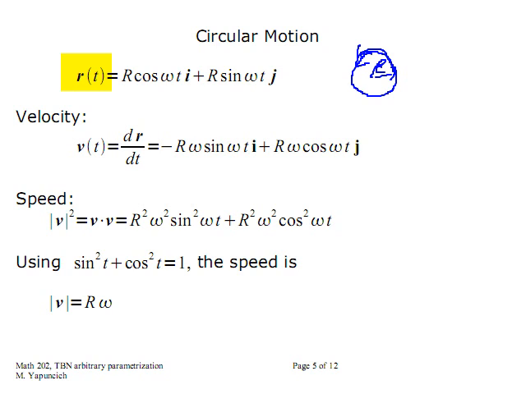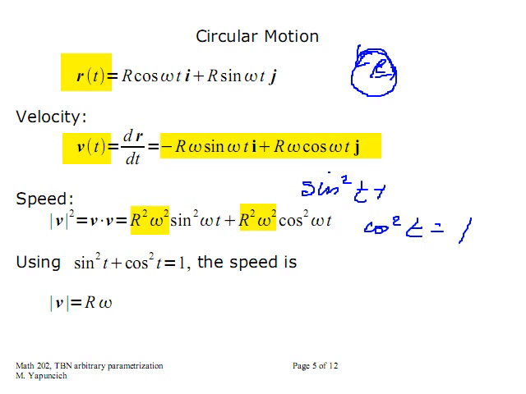So its first derivative is the velocity, and we're going to need the speed for later calculations, so we'll calculate that. Of course, it is the dot product of the velocity vector with itself, and we end up with R squared omega squared multiplying sine squared omega t, and again R squared omega squared multiplying cosine squared omega t. Then we use the Pythagorean identity for trig functions, that sine squared plus cosine squared equals 1, and that gives us the result that the magnitude of the velocity, that is the speed along the curve, is the radius times omega.